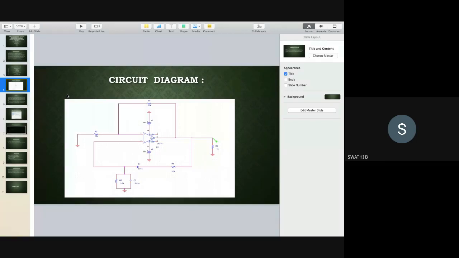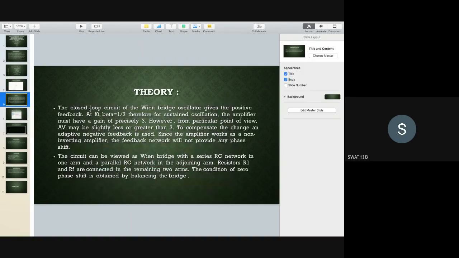The working principle of Wien Bridge oscillator. The Wien Bridge oscillator uses a feedback circuit consisting of a series RC circuit connected with a parallel RC of the same component values, producing a phase delay or phase advance circuit depending upon the frequency. The phase shift at the resonant frequency is 0 degrees. The closed loop circuit of the Wien Bridge oscillator gives the positive feedback.